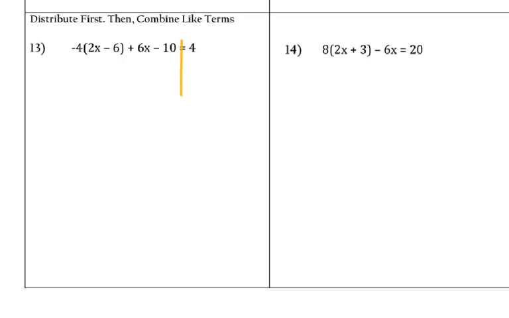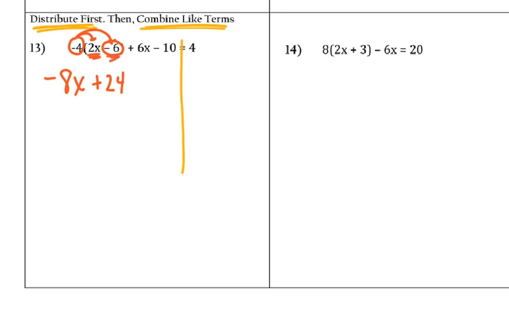Okay, number 13. So 13 is the most difficult of this video, but it's not that bad. So in number 13, it says distribute first, then combine like terms and solve. So what that means is we have parentheses. So I'm going to distribute this number first. Negative 4 times 2 is negative 8 with an x. Negative 4 times negative 6 is positive 24. So I distributed this times its first term, this times its second term.